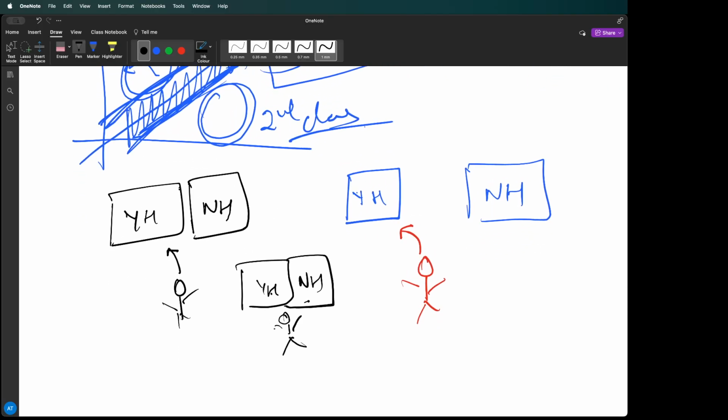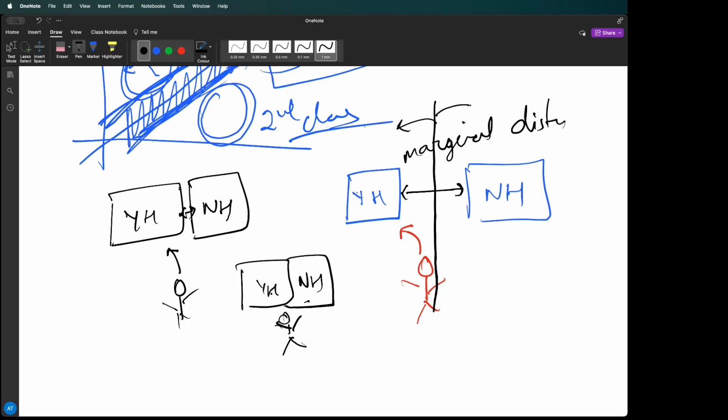That's why we maintain as much marginal distance. You can call this term the marginal distance. And a line which decides that this side is your house and this side is your neighbor's house is your hyperplane. Did you understand the concept?